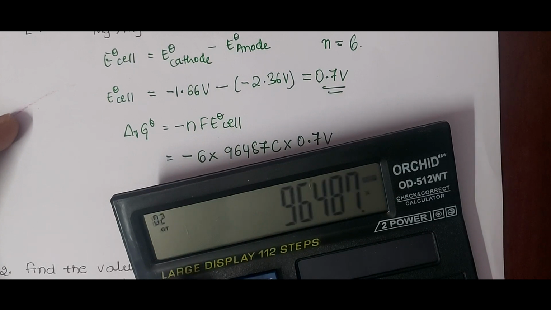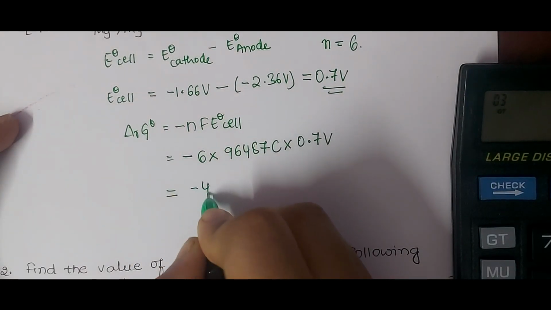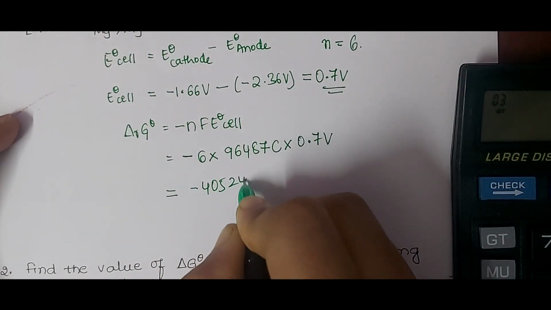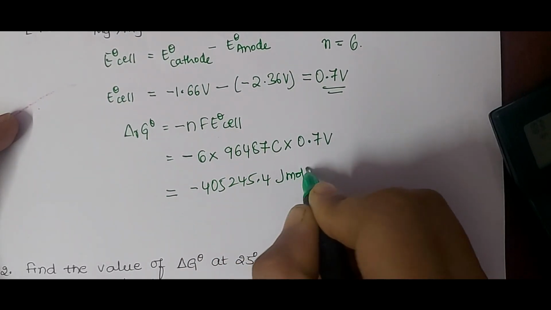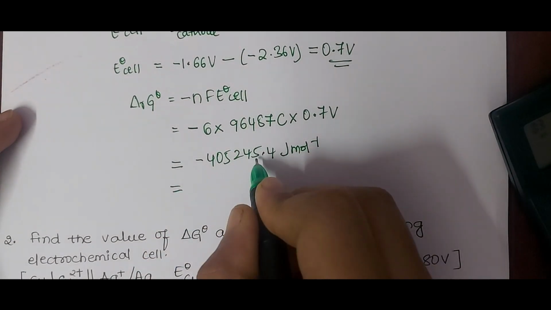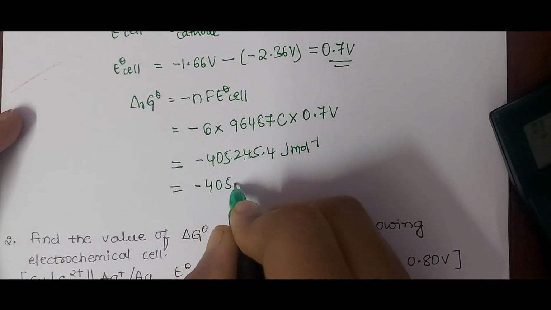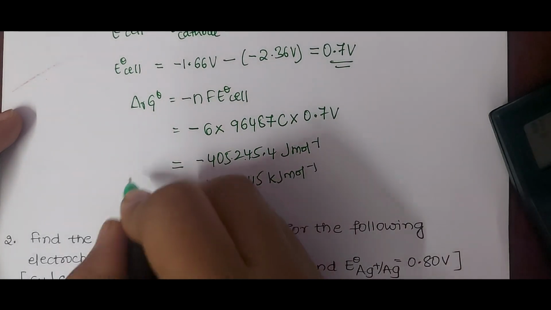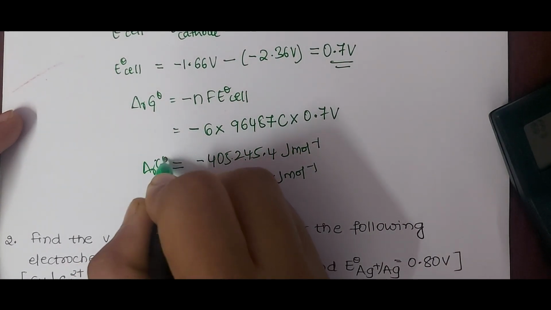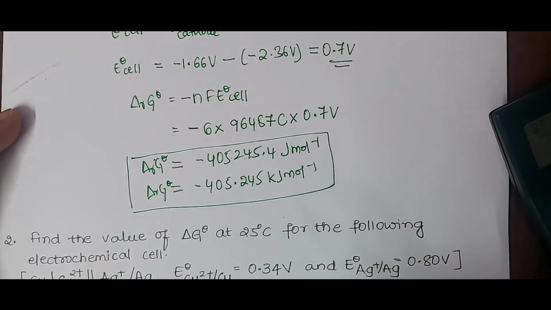6 into 96487 into 0.7 is equal to minus 405245.4 joule per mole, and in terms of kilojoule, just shift the point by 3 digits, it is minus 405.245 kilojoule per mole. Remember to represent the delta rG naught value both in terms of joules and kilojoules.